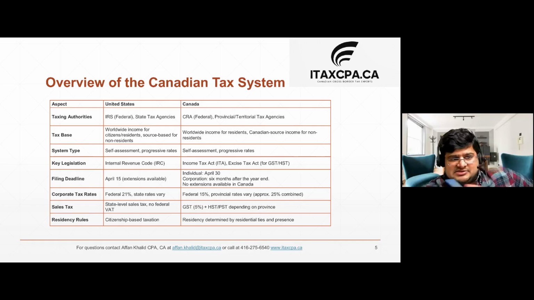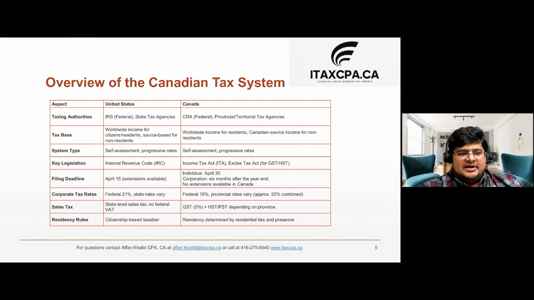In terms of tax base, it's the same for the US and Canada. If you are considered a resident or citizen in the US, you're taxed on worldwide income, whereas if you are a non-resident of Canada, you are only taxed on Canadian source income. So that's a similarity. System type: self-assessment, with progressive rates. Individuals have to self-assess, file their own tax return, and report income and expenses, and the personal tax rates are progressive. They're generally on a higher end compared to the US, and I will walk you through the tax brackets when we get to those slides.